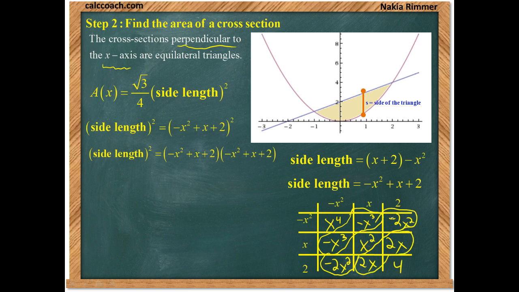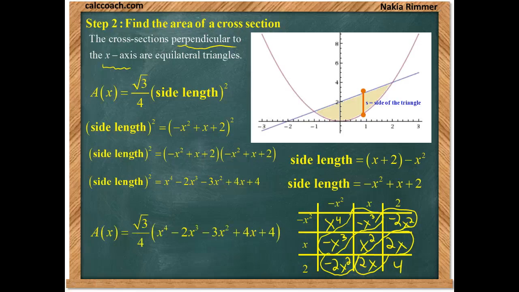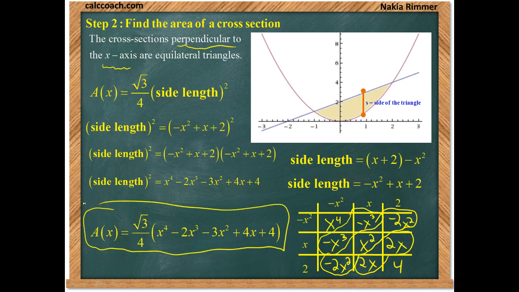So here it is. Rather quickly, x to the fourth minus 2 of those x cubed minus 3 of those x squared, because we have minus 4 then plus a 1, plus 4 of those x's plus a 4. That's the side length squared. That is what we integrate. The volume for cross sections would be to integrate that. So this is the area of our cross section. Step 2 is now done. Root 3 over 4 times that polynomial. The third step in the process is just to perform the calculation.